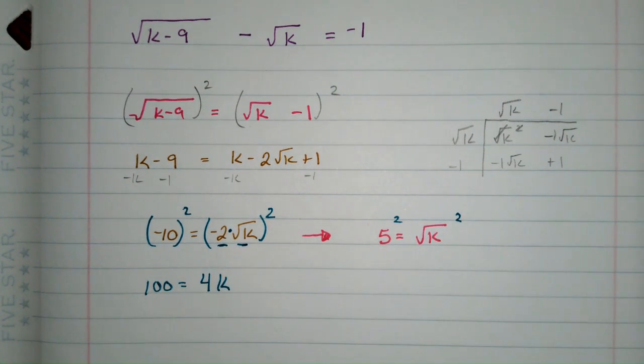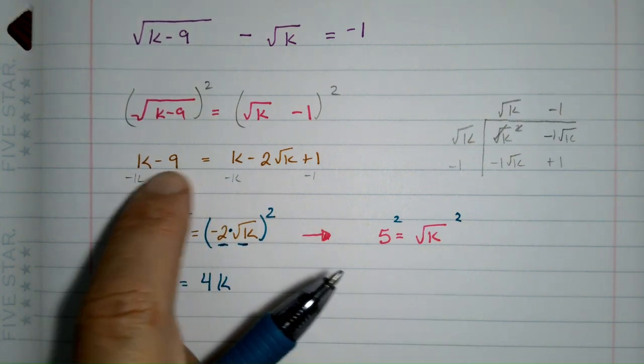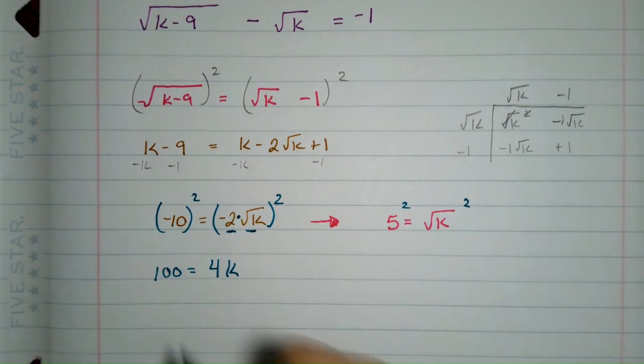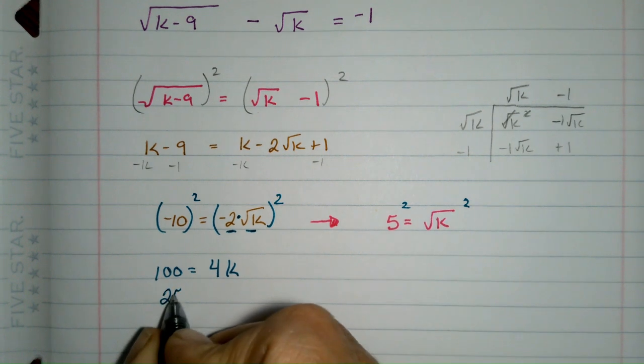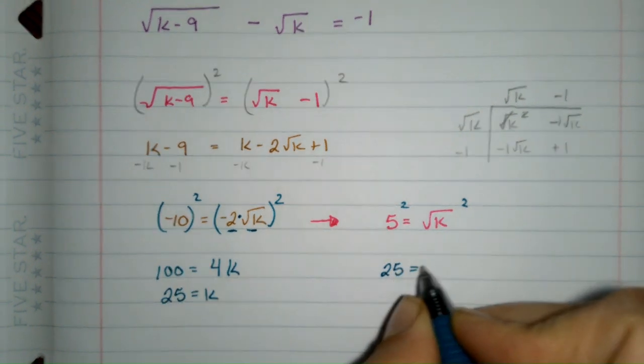It's a monomial because it's a multiply problem, not an add-subtract problem. Remember, this here, k minus 9, that's a binomial because there's a minus sign separating. So here we would divide both sides by 4 and get 25 equals k. Here we're also going to get 25 equals k.